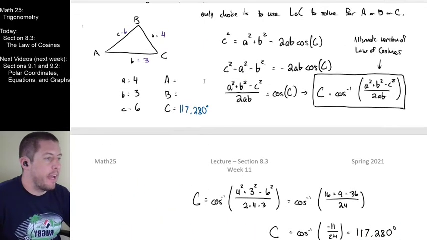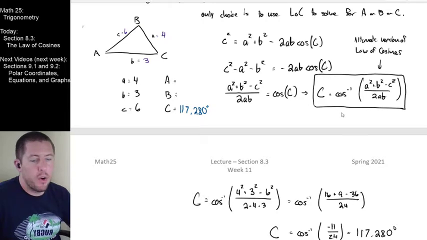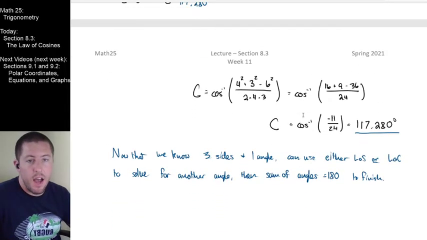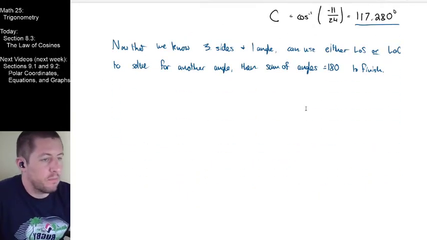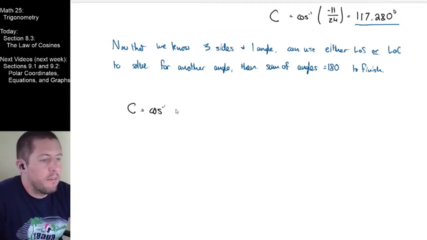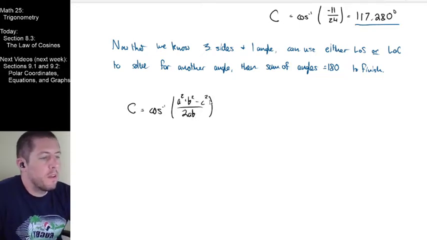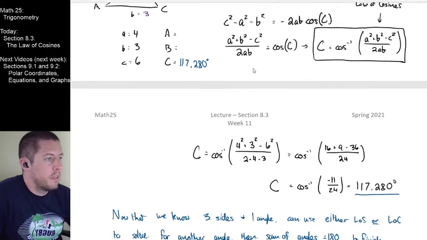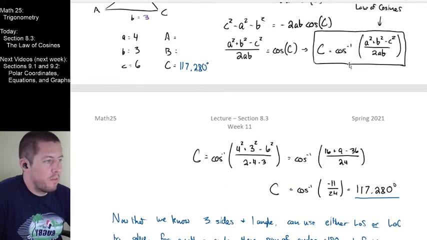I kind of think that it is, in general, easiest to use the law of sines. I'm going to go ahead and use an alternate version of this formula instead, just because I think we should. So here's what I'm going to say. We just found that C was cosine inverse of a squared plus b squared minus c squared over 2ab. Right? Isn't that what we had up here?